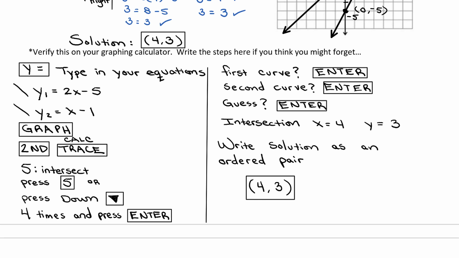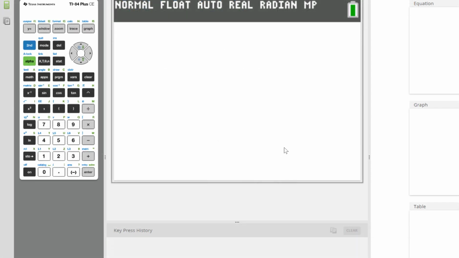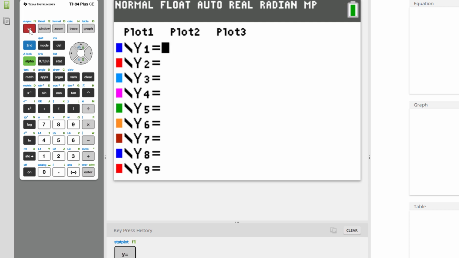Now we're going to show what it would actually look like on your graphing calculator, now that we've written out all the steps to do this process. So this is what you should be seeing on your screen when you go to your graphing calculator. We're going to press the Y equals button first, and then it's going to have that Y sub 1 equals. We're going to type in 2x minus 5.